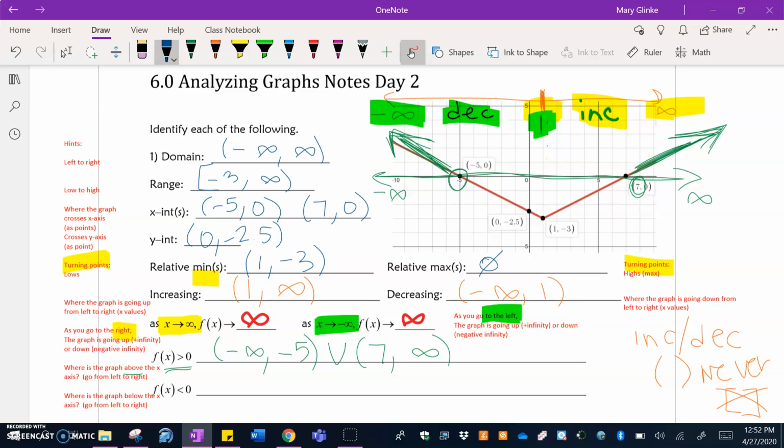Whereas this next one is asking where is it below the x-axis. And so for this one, we only have one chunk below. It starts when x is negative 5 and ends when x is positive 7. So the less than 0 is everything in between negative 5 and 7.